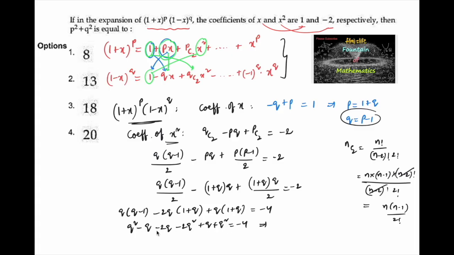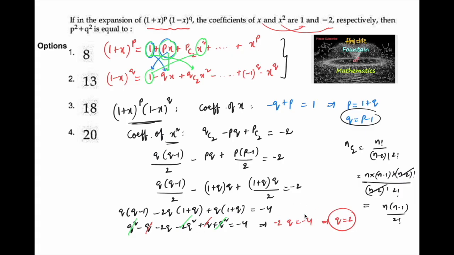So q square plus q square, and again minus 2q square gets cancelled, and here minus q minus 2q, that is minus 3q, minus 3q, which is equal to, sorry, minus 2q, we can write minus 2q is equal to negative 4, which implies q is equal to 2.